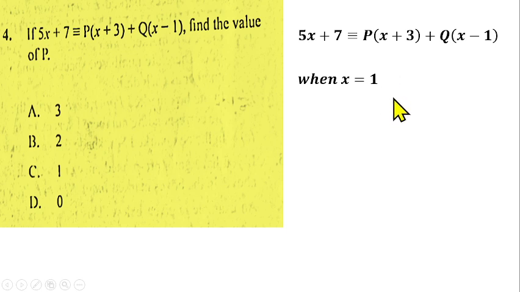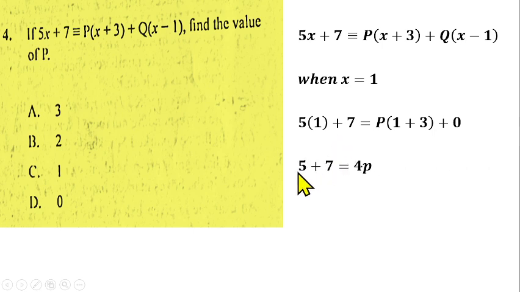So when s is equal to 1, you have 5 times 1 plus 7 equals p into 1 plus 3 plus 0. Everything here becomes 0. So you have 5 plus 7 equals 1 plus 3, which is 4, times p, that gives 4p. So 12 equals 4p. Divide both sides by 4, that will give us p to be 3. So option A is the correct answer for question number 4.